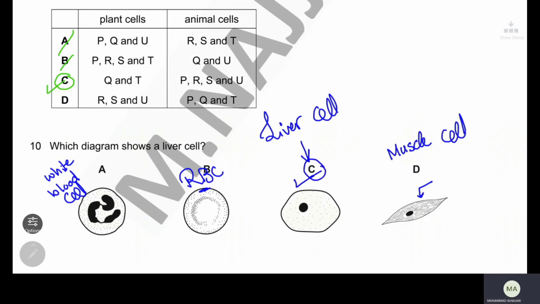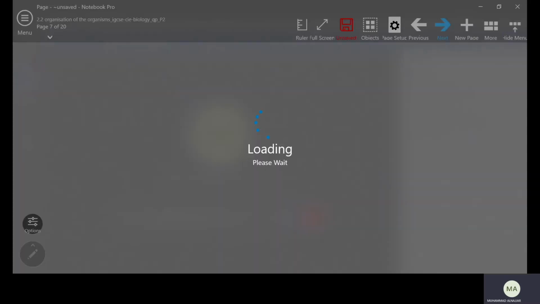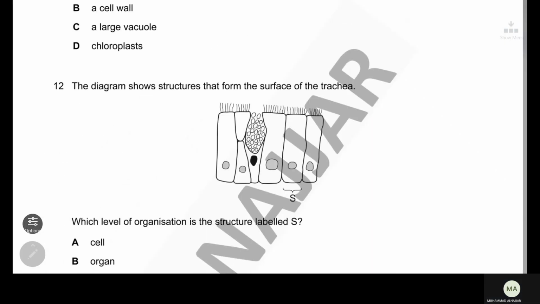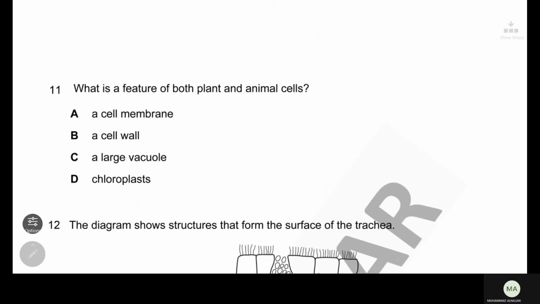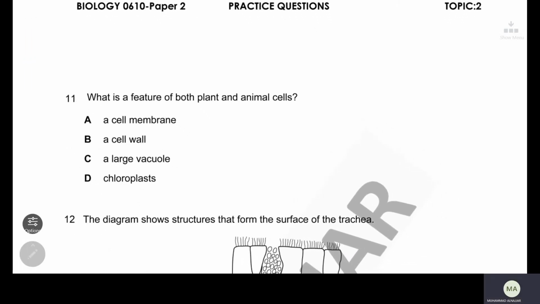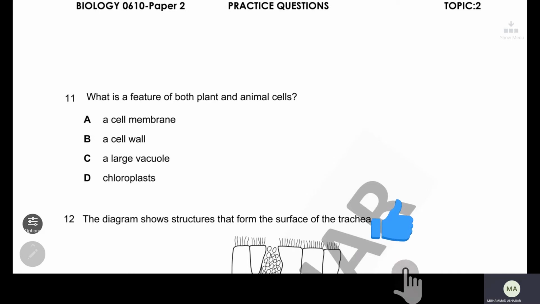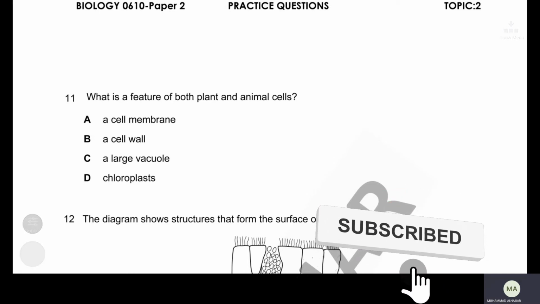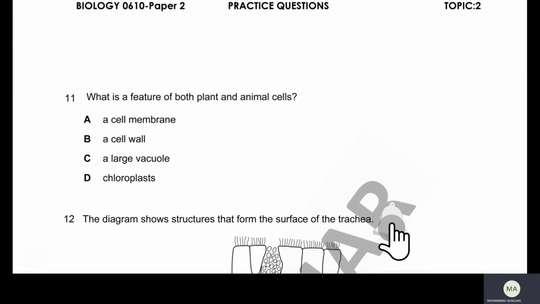Next question, number 11. What is a feature of both plant and animal cells? A, a cell membrane. B, a cell wall. C, a large vacuole. D, chloroplasts. What is the feature of both plant and animal cells?